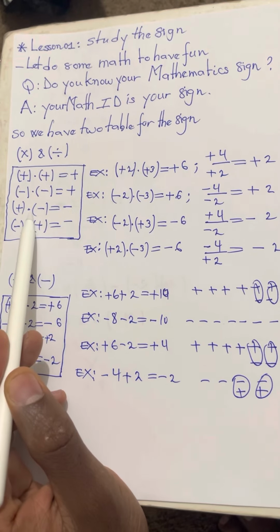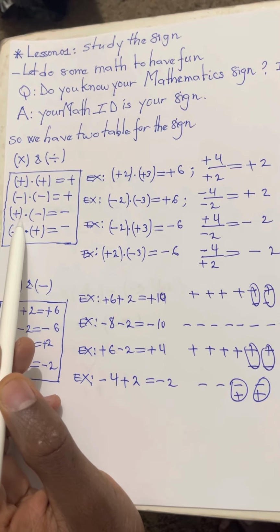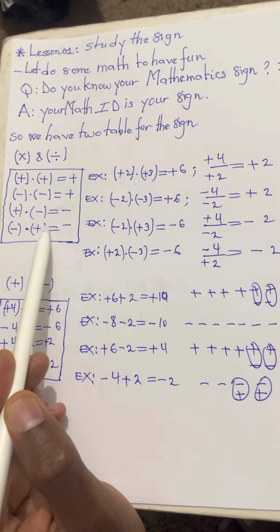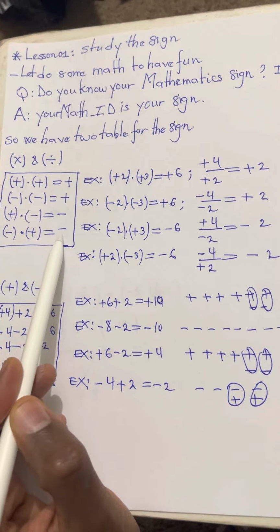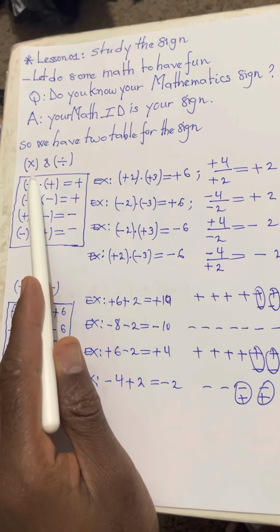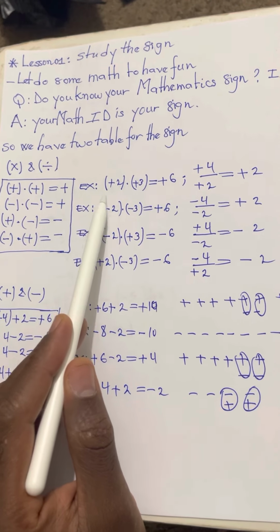It doesn't matter where the positive and the negative are, since multiplication is commutative. Positive times negative is negative. Negative times positive is negative. All right, this table is for multiplication and division. So let's take some examples.